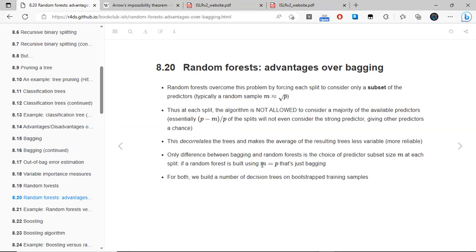If we had full access to all of the predictors whenever performing any splitting of the predictor space, that is m equal to p, well, that is just the procedure that we have explained already, the bootstrap aggregation. So now we have to limit ourselves to a subset of the predictors.